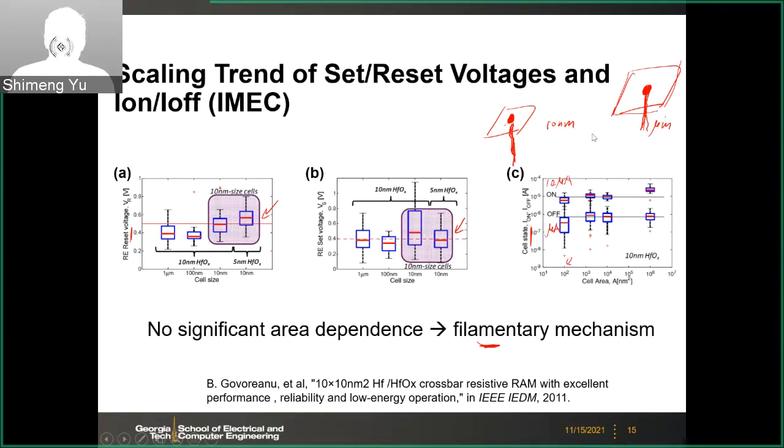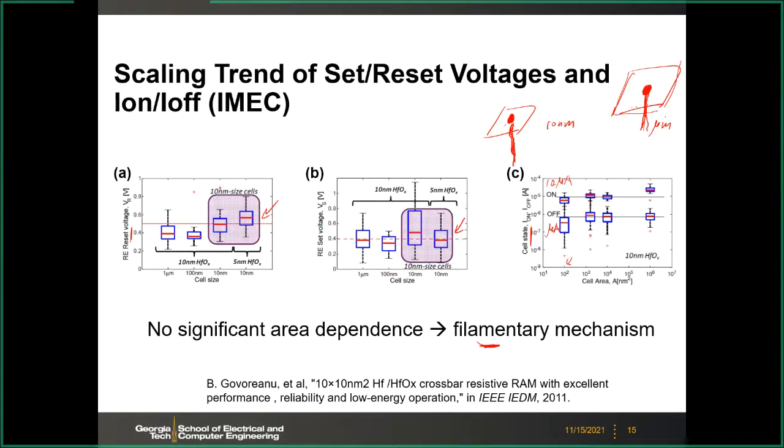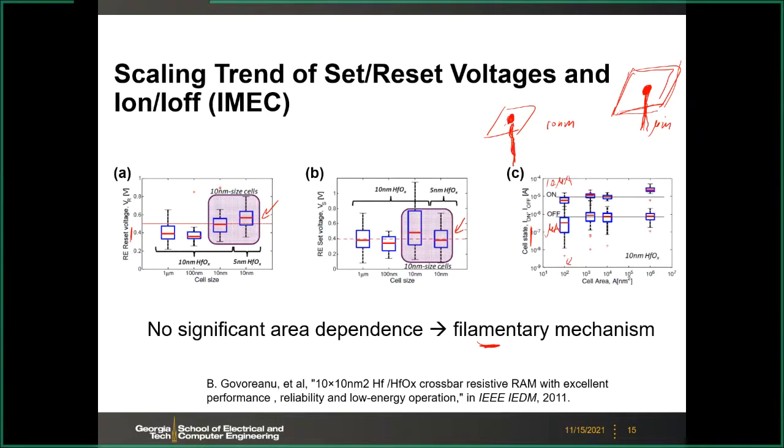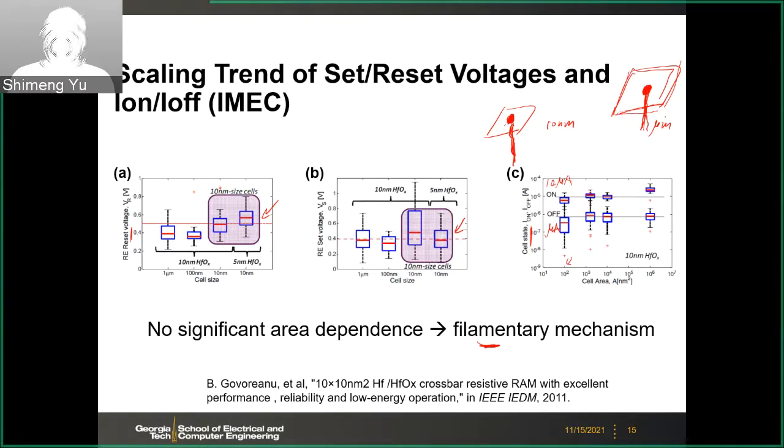Or you can think the other way. If this is a uniform conduction, let's say the current flows everywhere, that means the current will be proportional to the area of the device, right? As Ohm's law suggests. But in fact, the current is independent of the area. So that suggests the conduction is very localized to those certain filament regions.